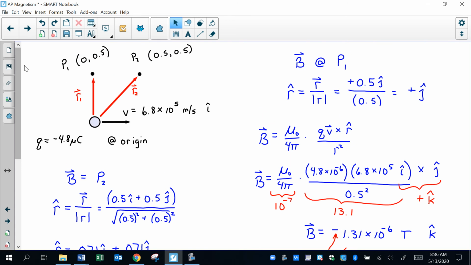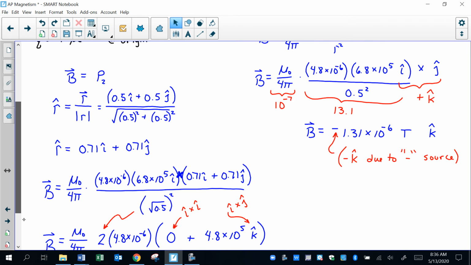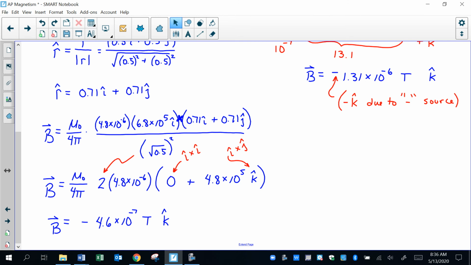Literally, right hand, your thumb is going to the right, which means R1 and R2 are located where your fingertips are coming out towards your face. That's out, positive k hat. That's what a positive would do. A negative would produce the opposite, which means into, negative k hat, which is exactly what we calculated down here.